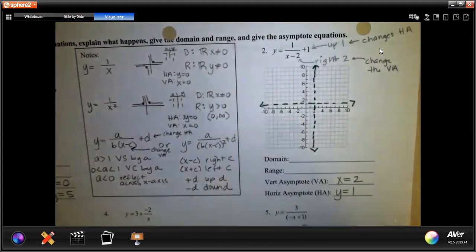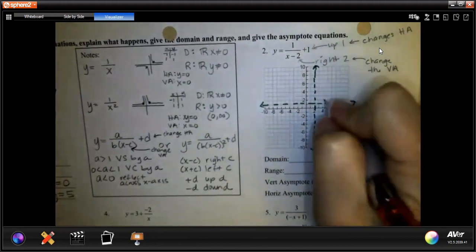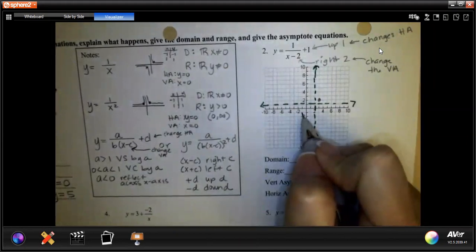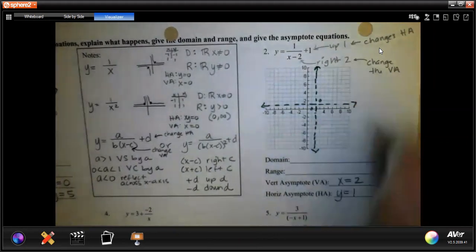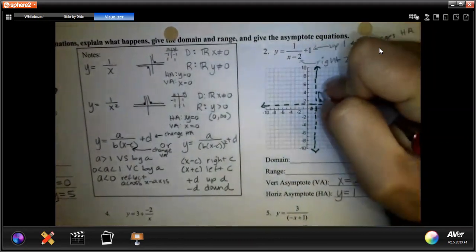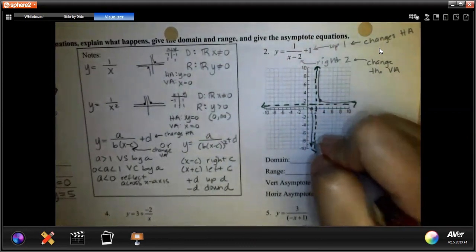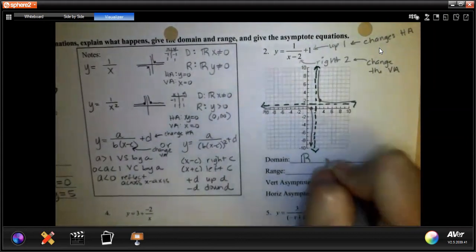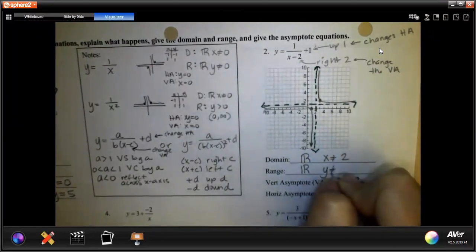We're going to do the same thing to the points. So the point that was at 1, 1 is going to move to the right 2 and up 1, because that's our transformations there. The point that was at negative 1, negative 1 is going to move to the right 2 and up 1. And then we're going to move them towards the asymptote in order to graph. So for our domain, we have all real numbers except it is jumping over 2. And for our range, we have all real numbers except it is jumping over 1.